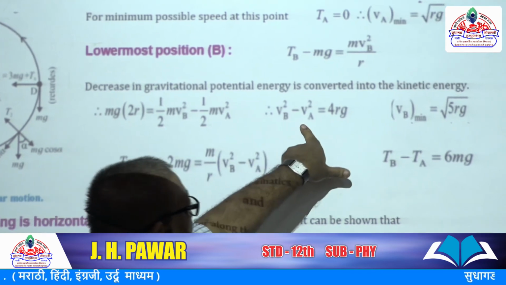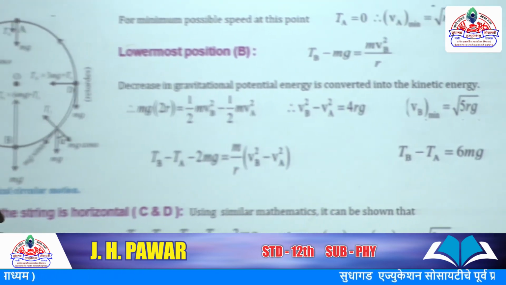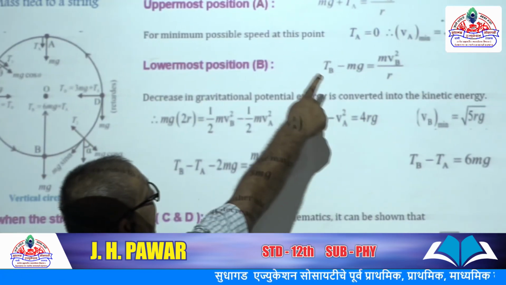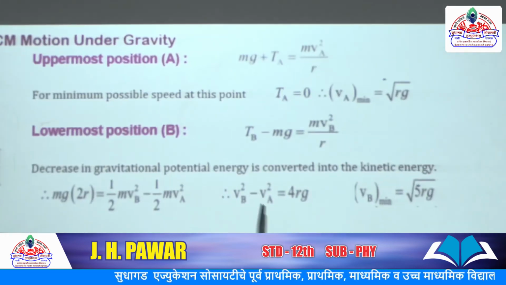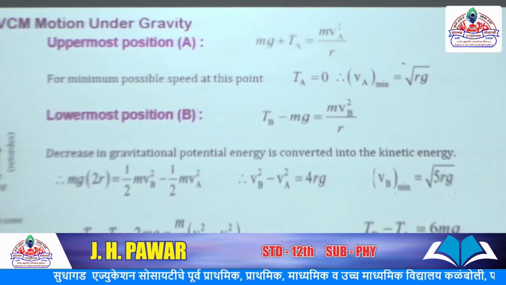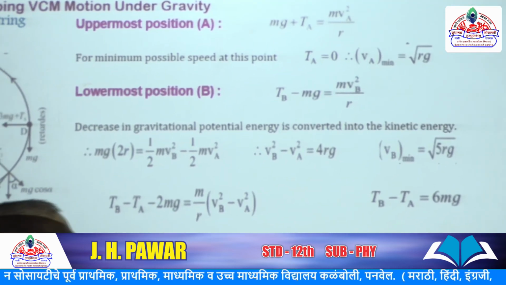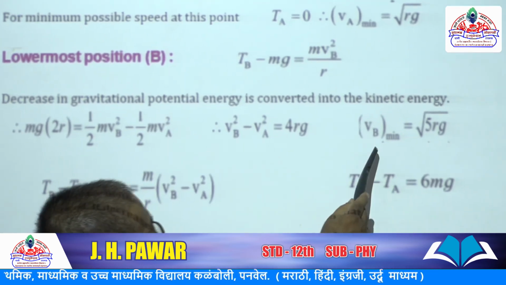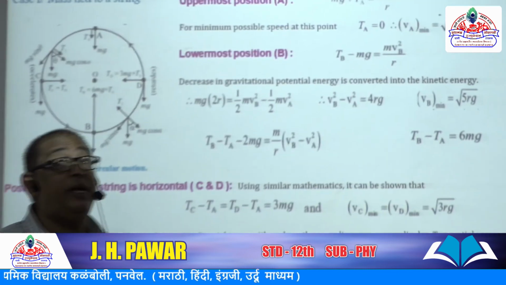Then vb square minus va square can be taken as 4rg. And as 4rg is taken here, va square is taken as rg from that equation. From this equation you take va square equals rg, and this rg is taken here, 4rg plus rg, means you can take here vb square equals 5rg, or vb minimum equals square root of 5rg. This is the minimum speed at the bottom.